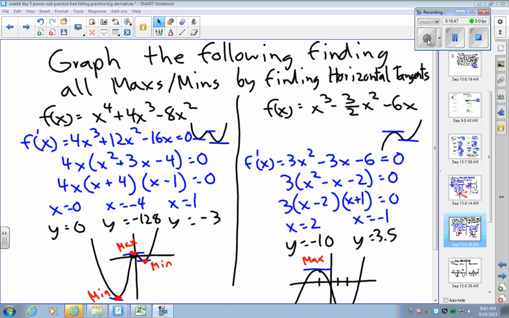This was a little bit shorter of a video. It just talked about horizontal tangents, finding maxes and mins with them, which meant setting the derivative equal to 0. The next video will be the new stuff, and it's not too bad. It's just adding on more tricks of the trade with derivatives. So you can start that one now.